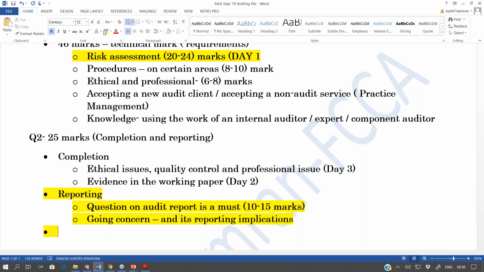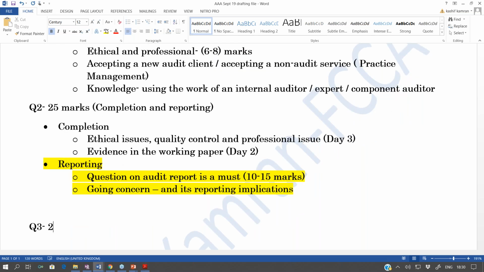Then comes the third question, question number three. Question number three is another question for 25 marks, and this is the most open-ended question in the AAA exams. That means anything can come here. Question number one is planning. Question number two is completion and reporting. Question number three is the most experimental question in the AAA exams.